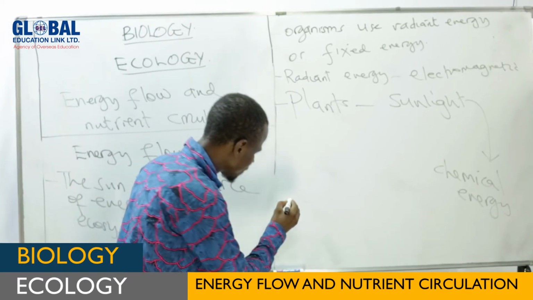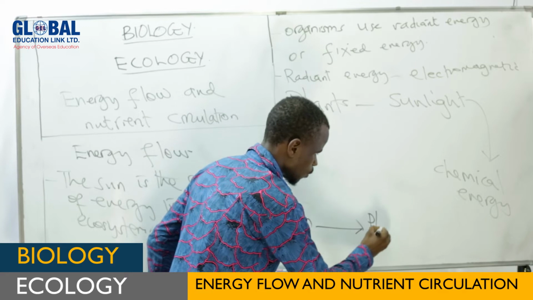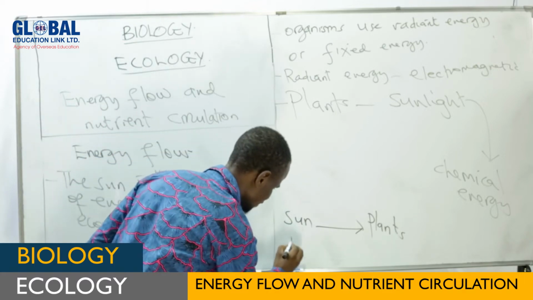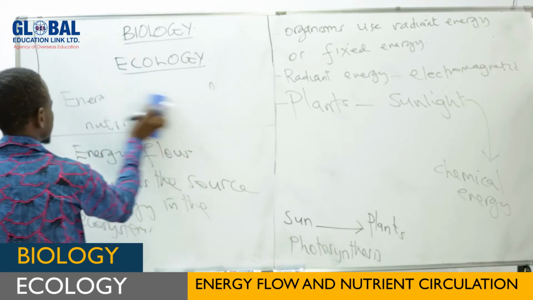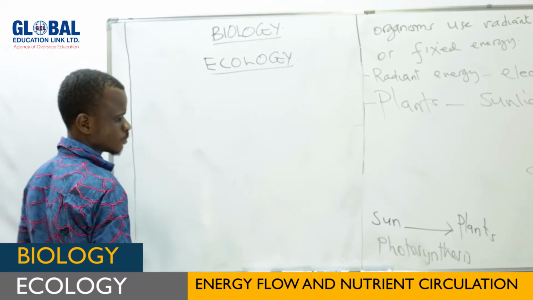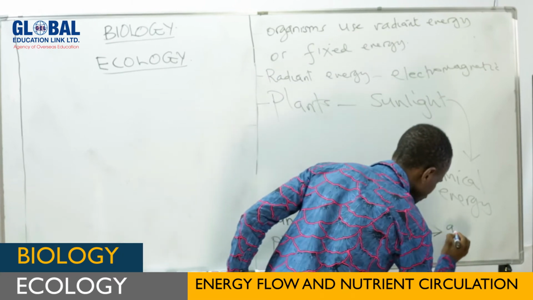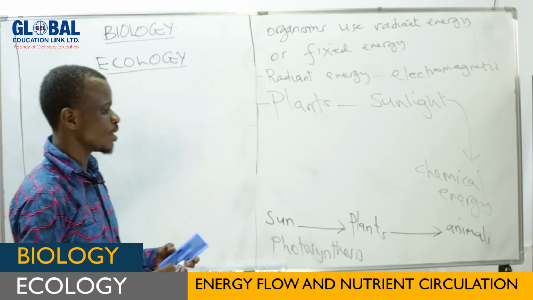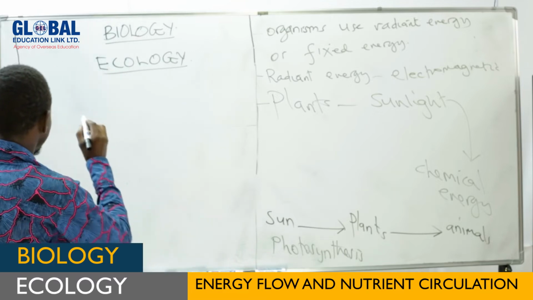Therefore, my student, the energy from the sun is taken by plants. Plants trap it, where this energy is converted into chemical energy during the process called photosynthesis. Therefore, there is a physiological process called photosynthesis. Now, a plant is eaten by animals. Animals may die. A plant also may die, where they will be used by decomposers. Therefore, we can now summarize the energy here.